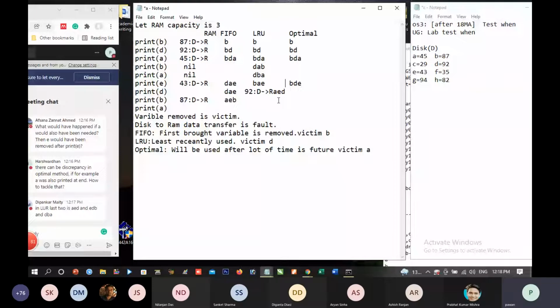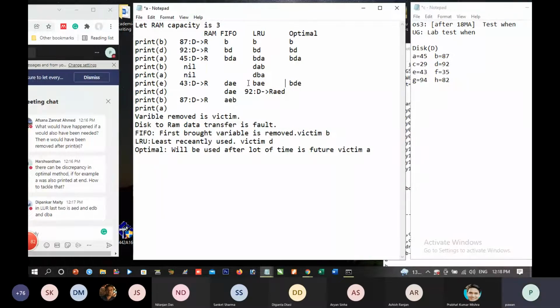Let us see. LRU: B, then it is BD, then BDA, then whatever is used just now is put at the end. We will remove B and put it at the end. Though not actually, but at least in our minds. It is a stack type thing. A will be removed from the middle and will be put in the end, in our mind. Now E will be put at the last. E was not there, E will be brought and first thing will be removed.